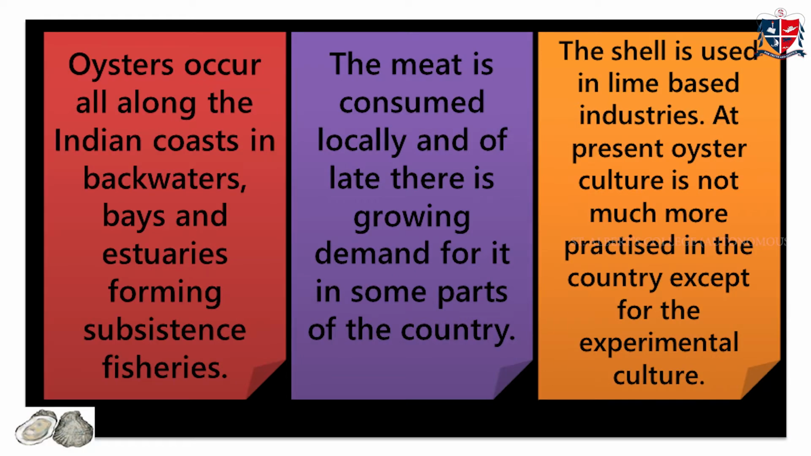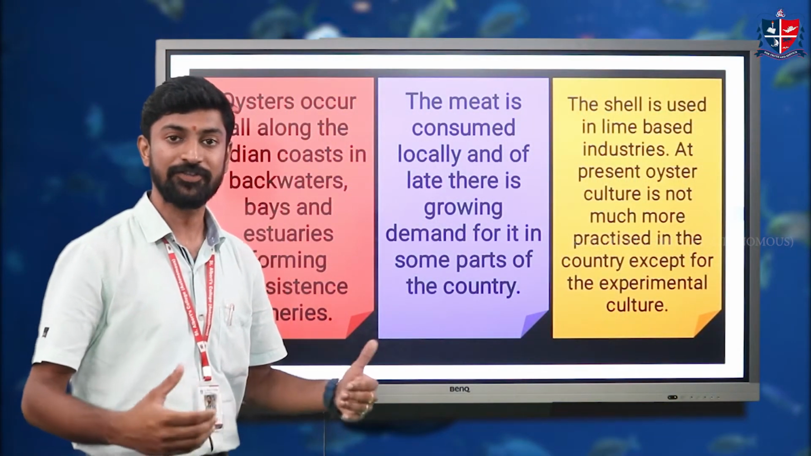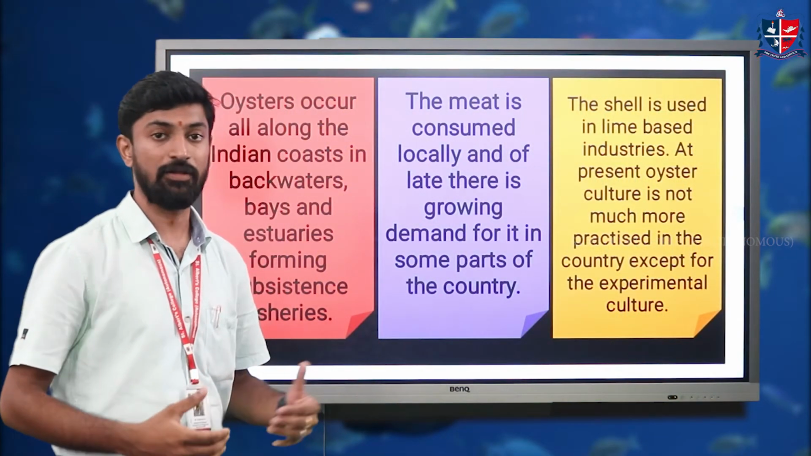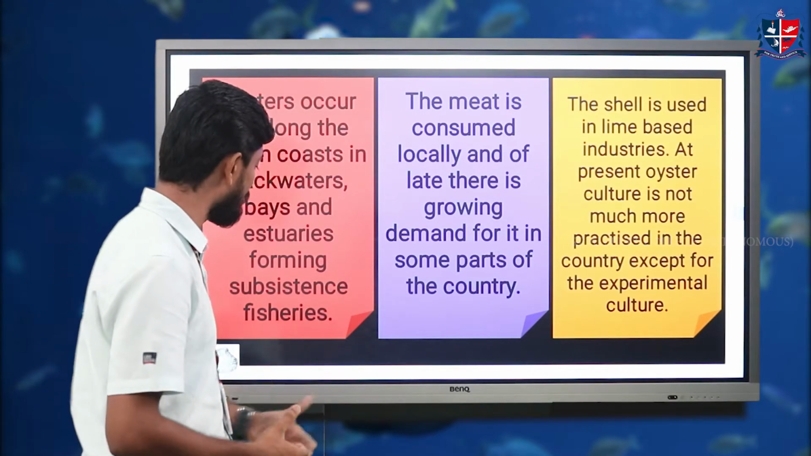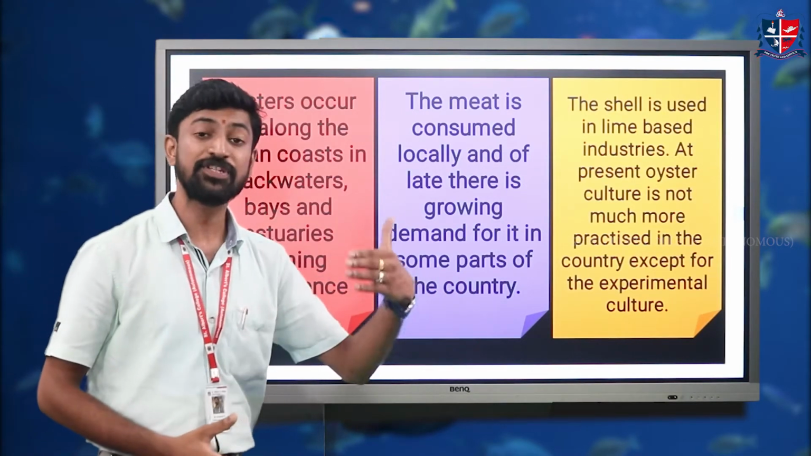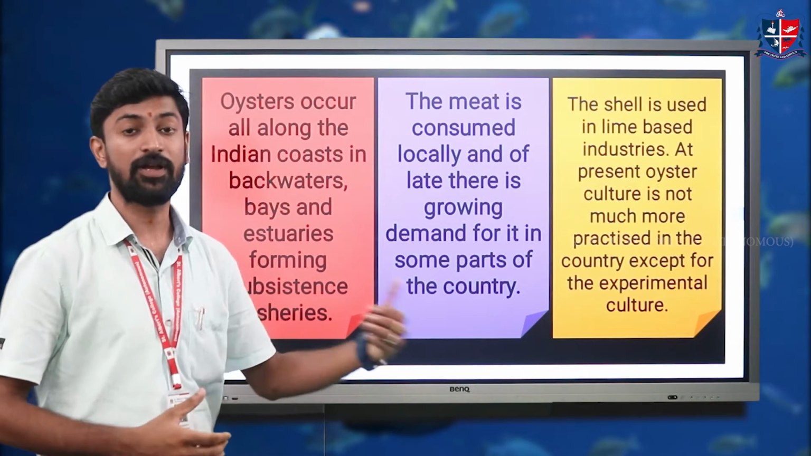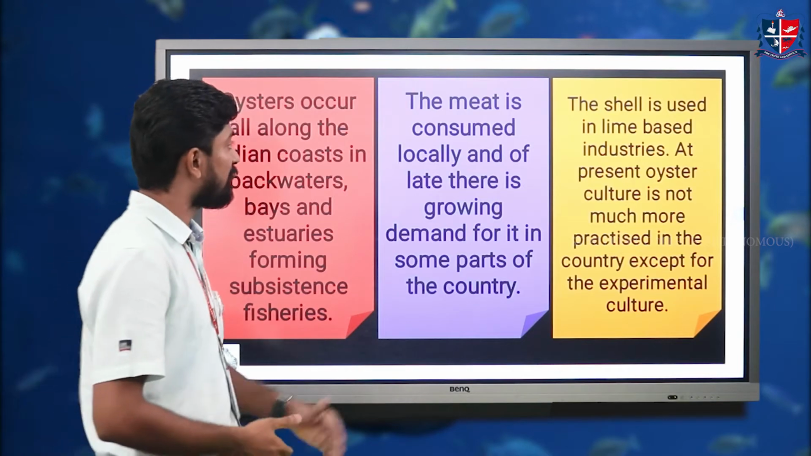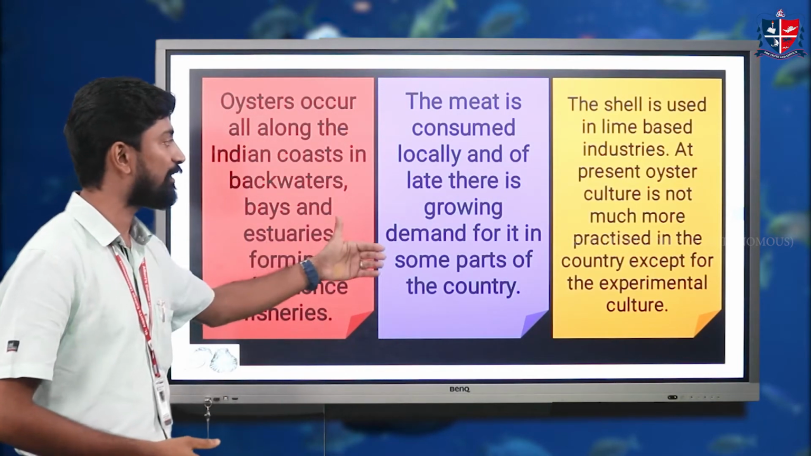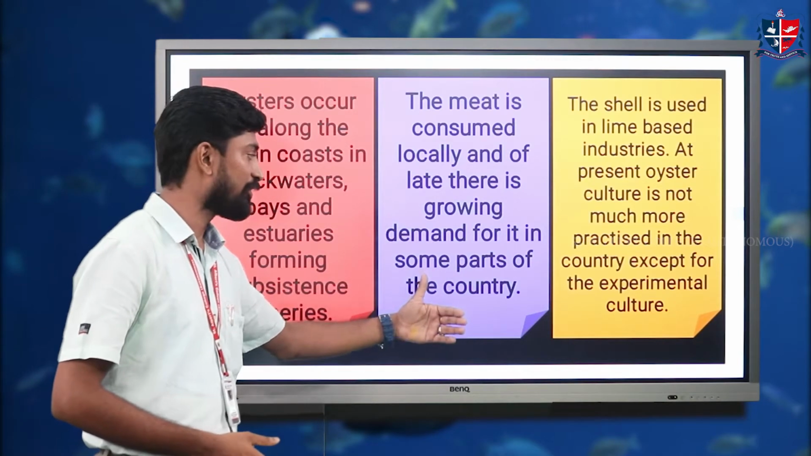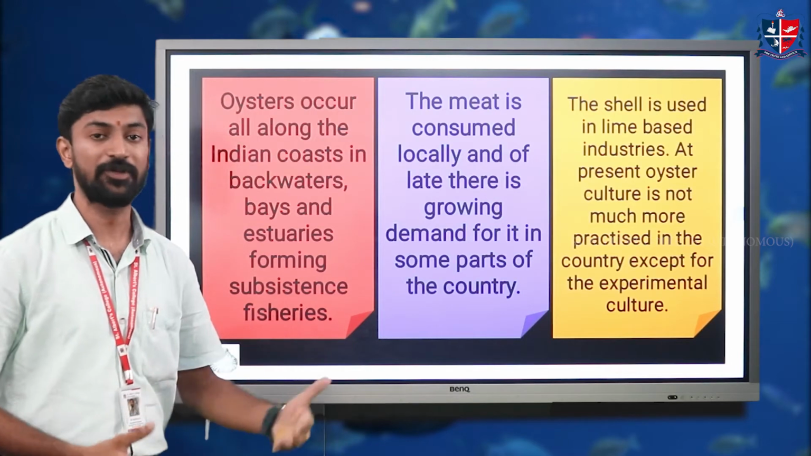The oysters occur along the estuaries, backwaters, bays, and the ocean of the Indian coastal water. They are mainly used as subsistence fisheries, that is, mainly for personal consumption and local marketing. The meat is consumed locally, and of late there is growing demand for it in some parts of the country, and now there is demand for export.